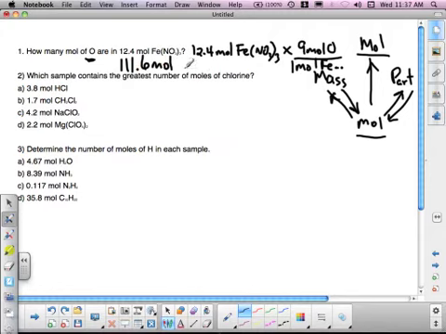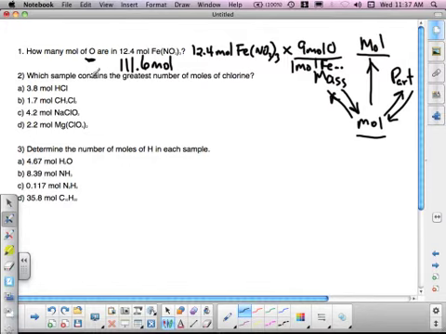Now if I'd asked how many oxygen atoms are in 12.4 moles, I'd start here, go to here, and then open the bag or multiply times Avogadro's number. But it asked how many moles. So all you have to do is go one step.